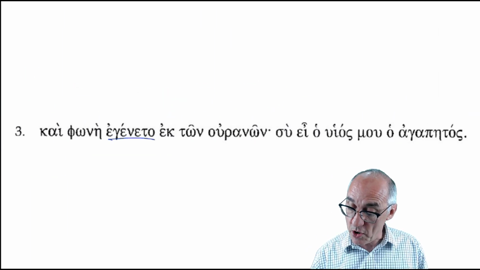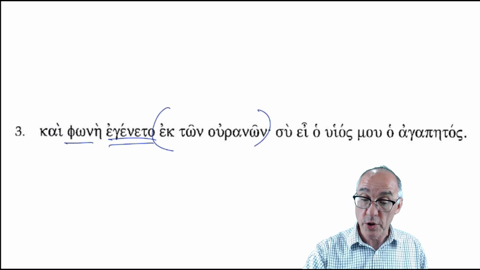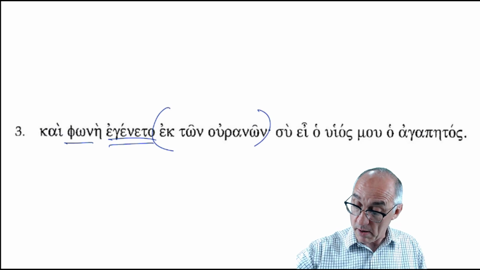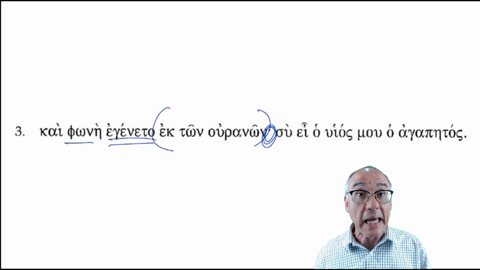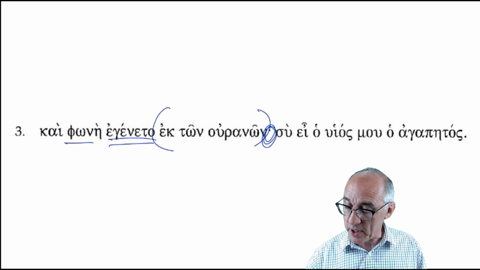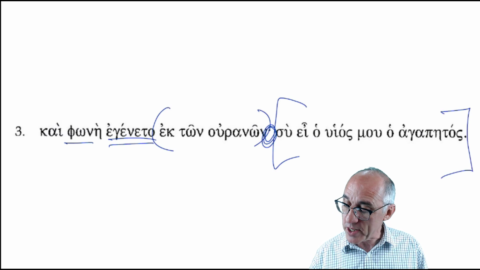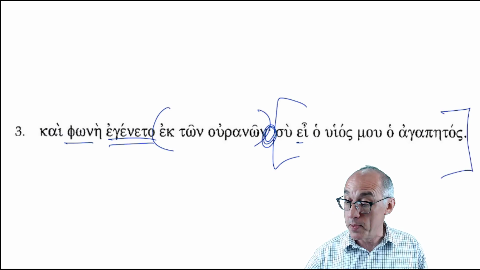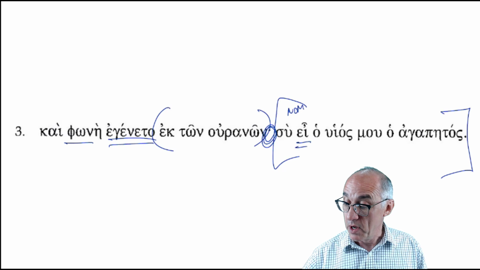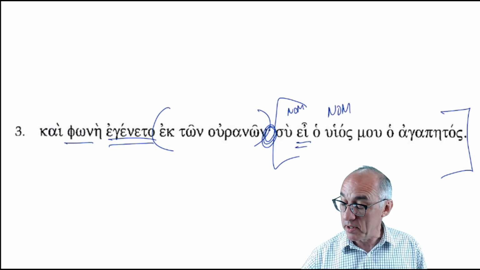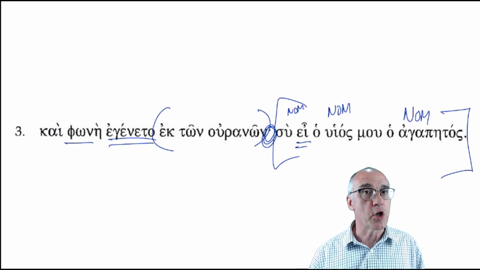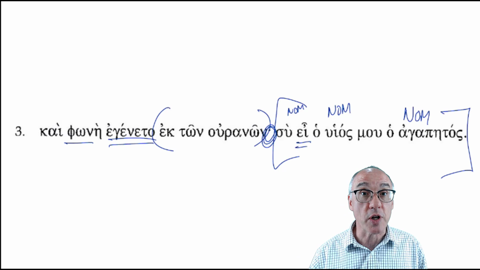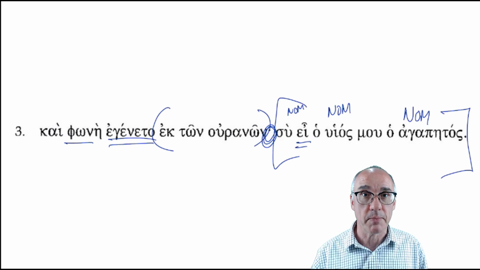The verb is agenito, subject phone, ek ton uranon. There's your prepositional phrase from whatever. And notice we have a helpful hint here, a little English punctuation with a dot there. And we have the rest of the sentence. This is the verb to be. We have a nominative. We have a nominative. We have a nominative, meaning you are. And all those are related in some ways. Not translating, just understanding the structure of this sentence.